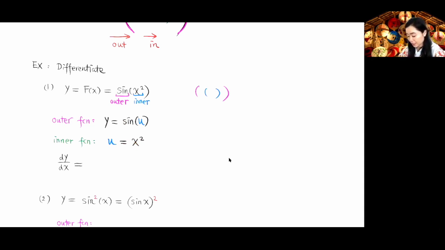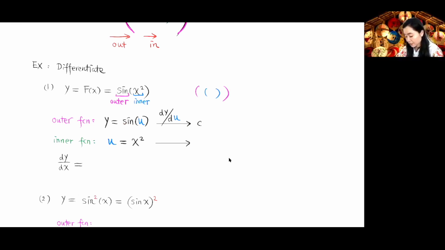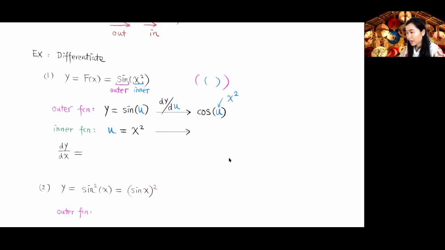So the chain rule says that we're going to differentiate the outer function. So we find dy du. What's dy du? What's the derivative of this y with respect to u? Cosine? Cosine. Yes, it's cosine. And here is u. Okay, u. And the u here is x squared. Now, this is the derivative of the outer function with respect to this u. Okay, so you're leaving the inside alone. So you just keep that x squared in here.